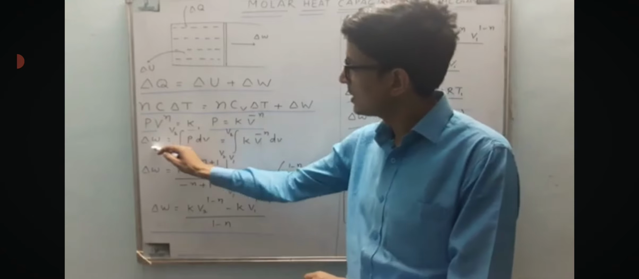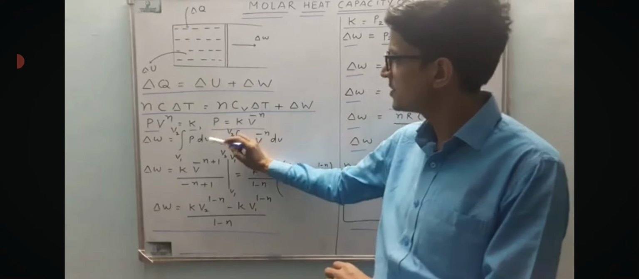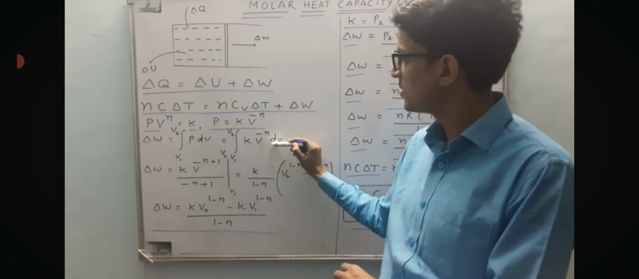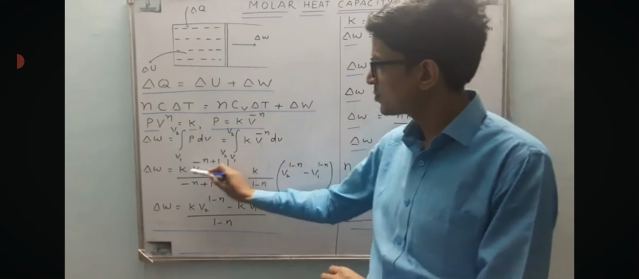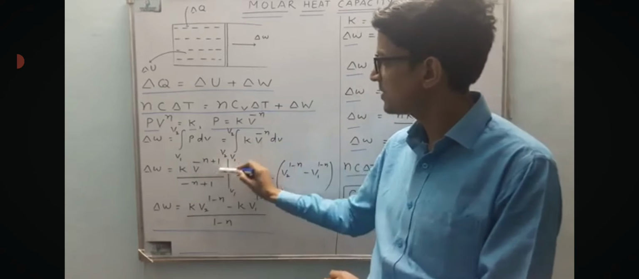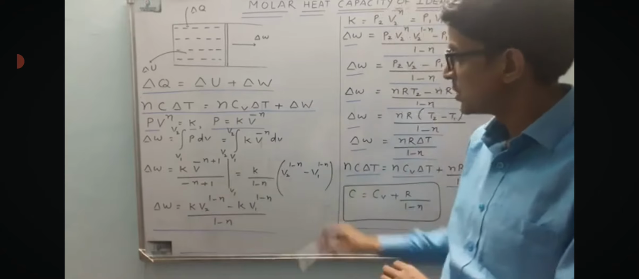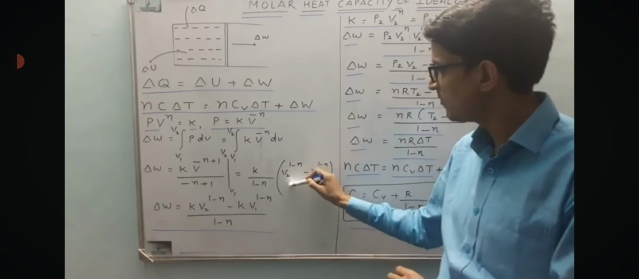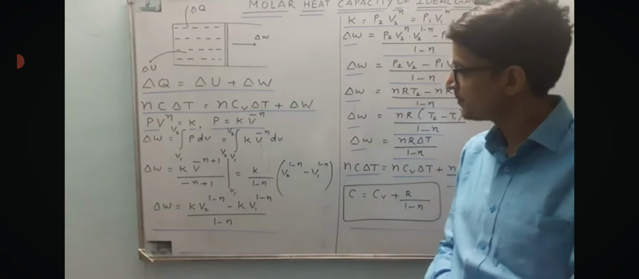Now, the work done is the integration of P dV from V1 to V2. So if we substitute the value of P, P is K V raised to power minus n, from V1 to V2. If we integrate that, K is a constant so it will come out, and the integration of V raised to power minus n will be V raised to power minus n plus 1 by minus n plus 1, from the limit V1 to V2. So after we substitute the limits, we get K by n minus 1, V2 raised to power 1 minus n minus V1 raised to power 1 minus n.